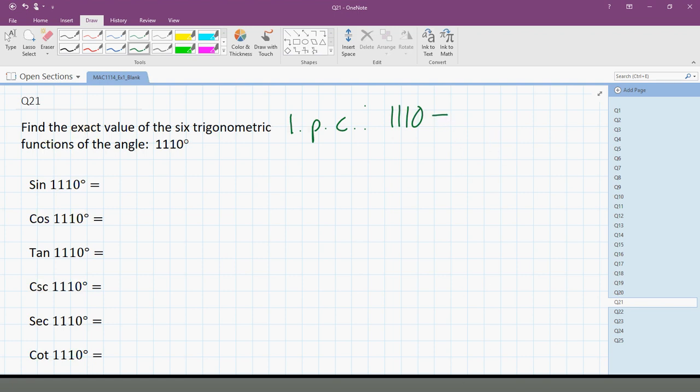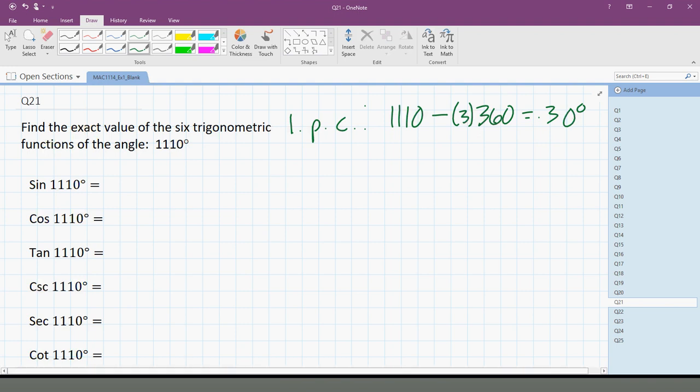Say it again. I end up getting 30. How many times do you have to subtract 360? How many? 3 times? So you end up getting 30 degrees. So all of these guys are related to 30 degrees.